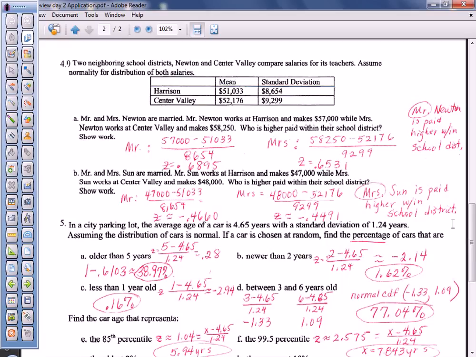number 4. Mr. and Ms. Sun and Mr. and Ms. Newton. We converted to z-scores and then compared the data. Mr. and Mrs. Newton were married.